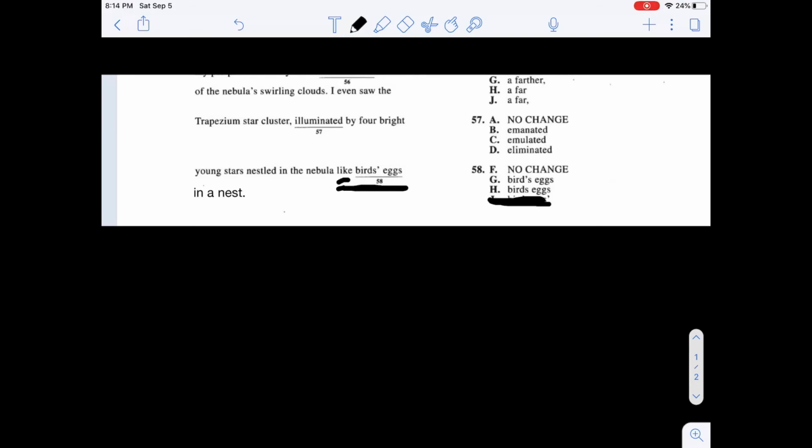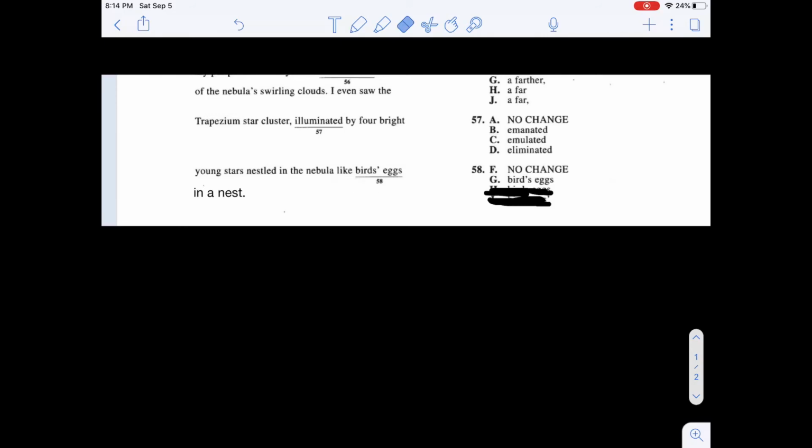Well, if we see this, it's saying like birds' eggs. And I think it's kind of clear that the bird or birds are possessing in some way, shape, or form the eggs, the plural eggs. So we need an apostrophe, but where does it go?